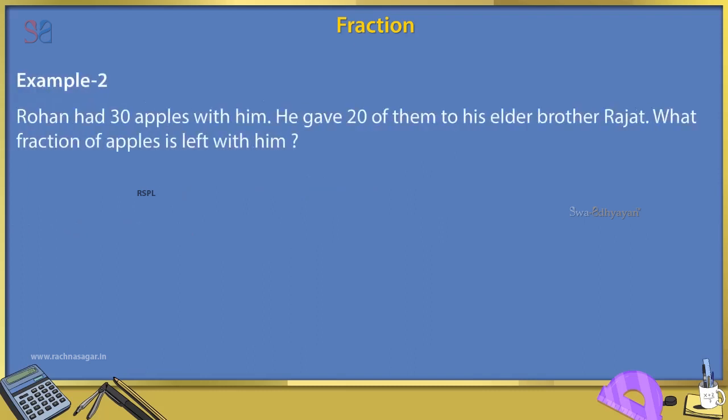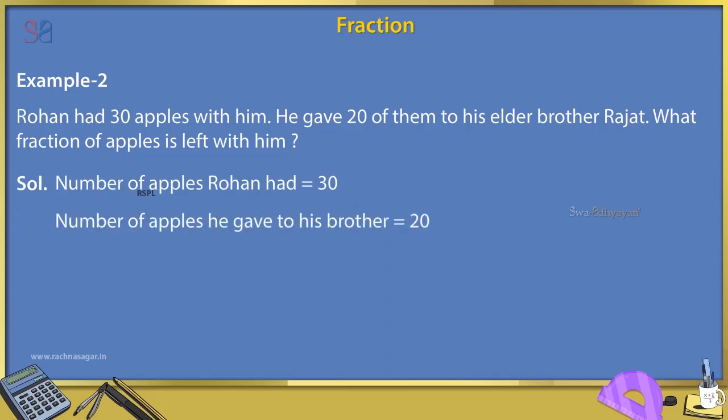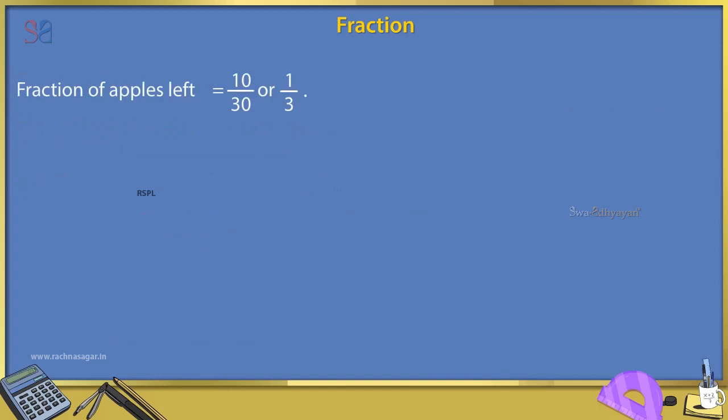Example 2. Rohan had 30 apples with him. He gave 20 of them to his elder brother Rajat. What fraction of apples is left with him? Solution. Number of apples Rohan had is equal to 30. Number of apples he gave to his brother is equal to 20. Apples left with him is equal to 10. Fraction of apples left is equal to 10 by 30, or 1 by 3.